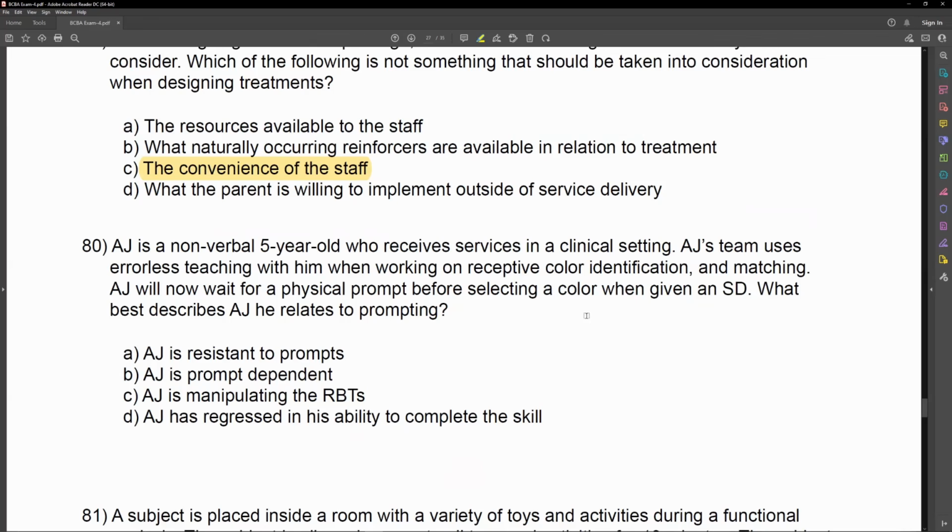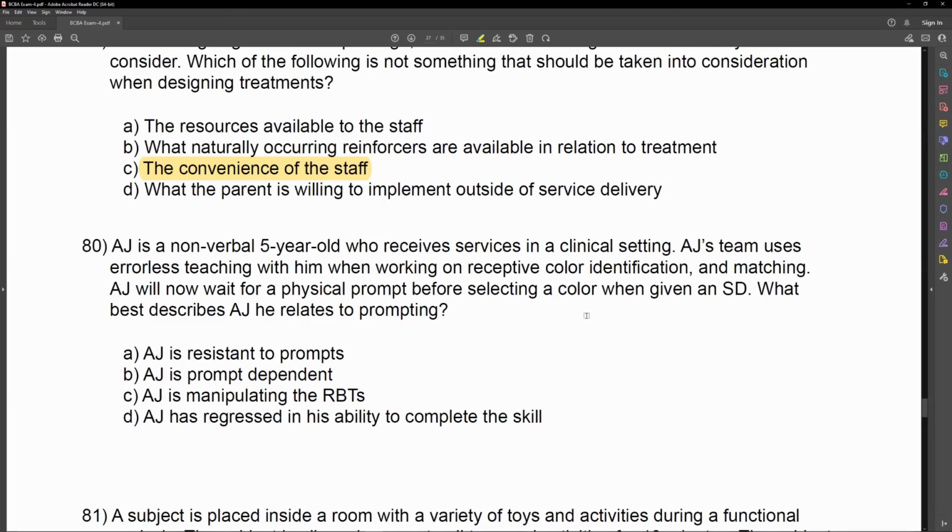Okay. What do we know? We know he has received errorless teaching in the past, which doesn't allow mistakes. Okay. Now, when he's given an SD to select a color, he waits for a physical prompt. Okay. What does that tell you? A, AJ is resistant to prompts. Actually, the opposite, right? He is now anticipating or waiting for these prompts.